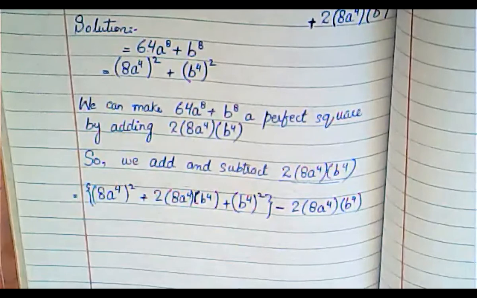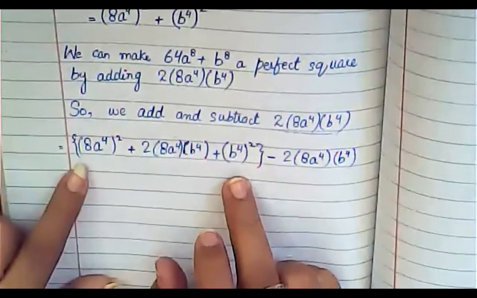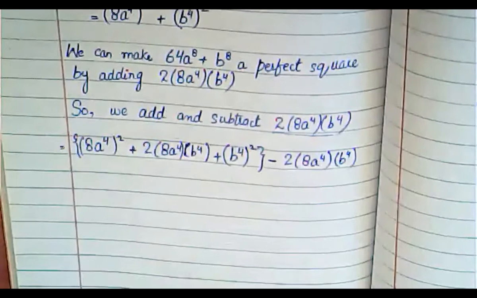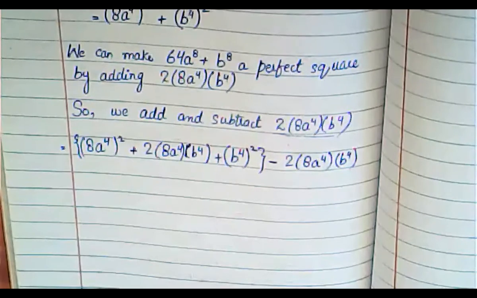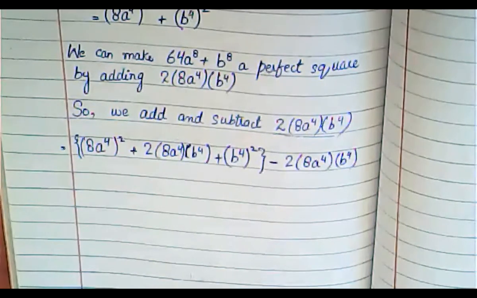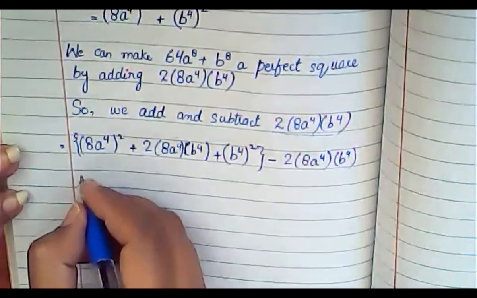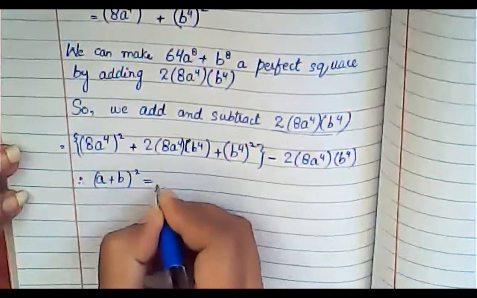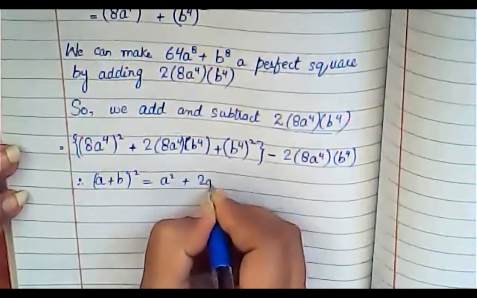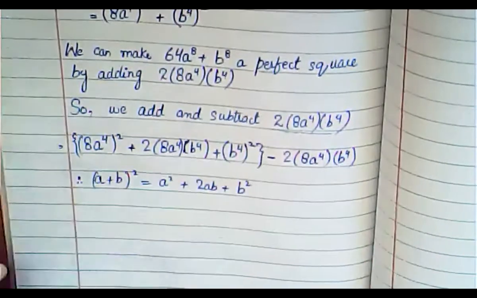Now look here. What will we do? We are going next. What will be the next step? Which formula are we going to use here? Formula number 1, 2, or 3? Formula number 1. So we are going to use a formula which is a plus b whole square is equal to a square plus 2ab plus b square.